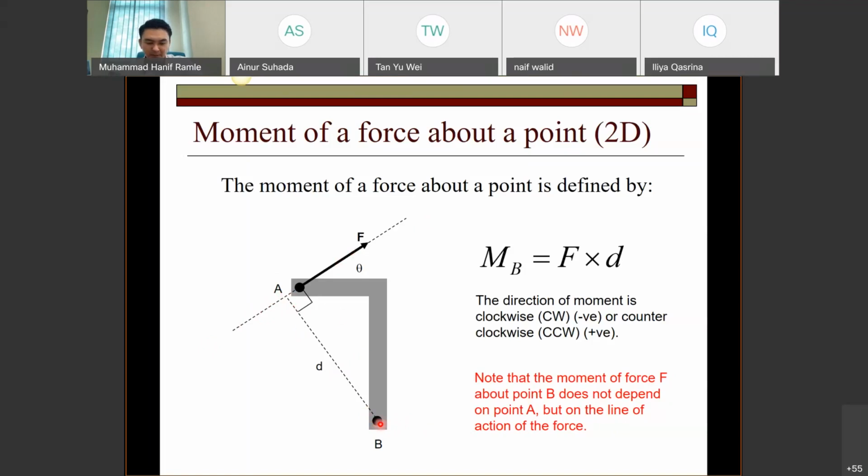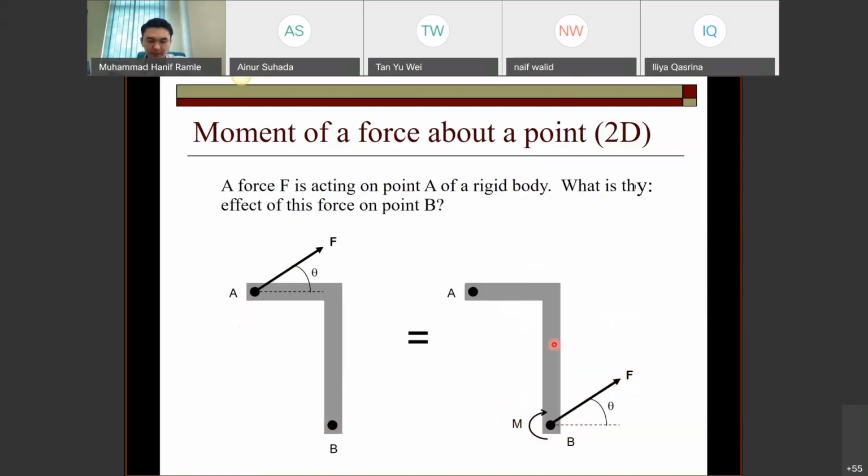So, moment of force again. A force F is acting on a point A of a rigid body. What is the effect of this force on point B? Basically, you have this first rigid body with external force F at an angle, and you can translate this rigid body into this equivalent rigid body.